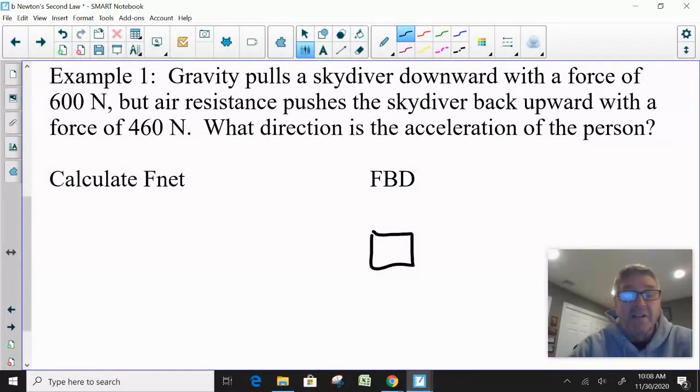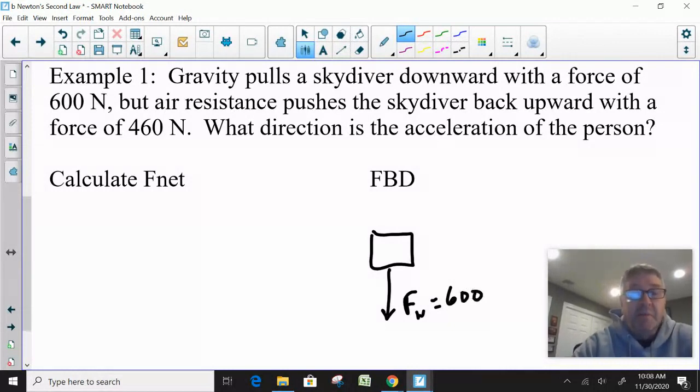So it doesn't matter what it is. It also doesn't matter where you apply the force. I generally say if the force is going down, put the arrow on the bottom. If the force is going up, put the arrow on the top. You could draw a vector pointing down on the top, but it's a little confusing if you do it that way. So I'm going to show this force going down, which is 600. That's the weight of the person, so that's F_W equals 600. And then it says at the same time, air resistance pushes back upward with 460.